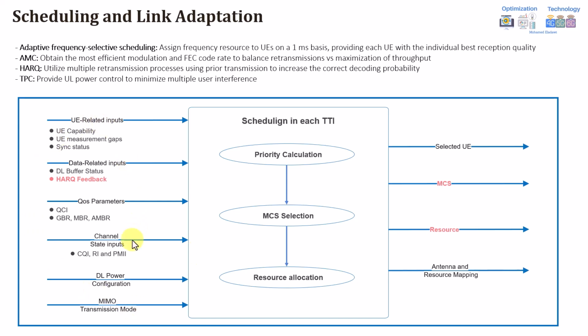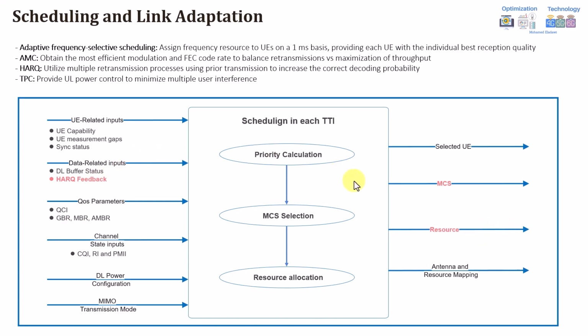All these kinds of inputs, the eNodeB will take and make the scheduling calculations and check what kind of priority, for example, which users have the highest priority in terms of scheduling compared to the others, based on these inputs. Then it will decide which user is selected for the scheduling, and which resource blocks and MCS are allocated to the user.